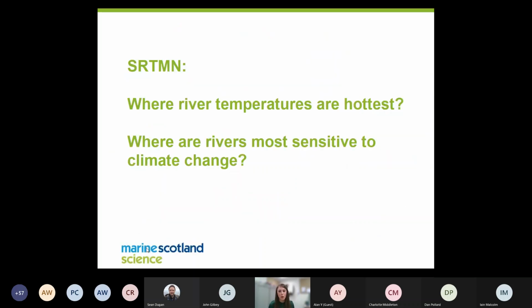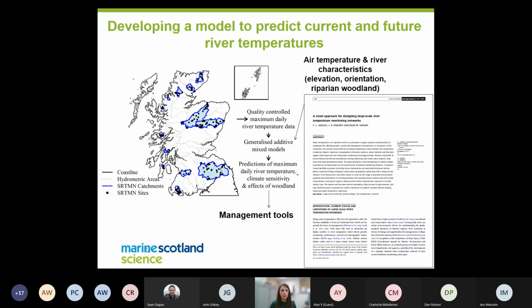To answer those first two questions, we have the Scotland River Temperature Monitoring Network. Many of you on this call are involved in it. It was set up in around 2014, a strategically designed, national scale, quality controlled river temperature monitoring network, with around 223 sites across 13 catchments. And we do have some more short-term deployments now in additional catchments. The strategic design of this network has allowed us to build models to make predictions of river temperature for locations where we don't have river temperature data.